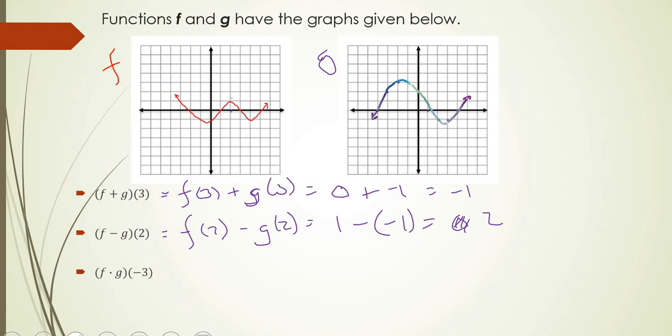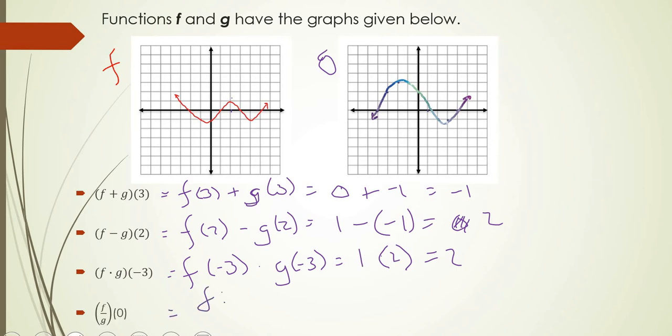Okay, multiplication, see if I can do this one right. F of -3 times g of -3. So f of -3 looks like 1 to me. Multiply that. There's a parentheses here. G of -3, 1, 2, 3 looks like 2. So that would be 2 also. And I think I did a quotient.